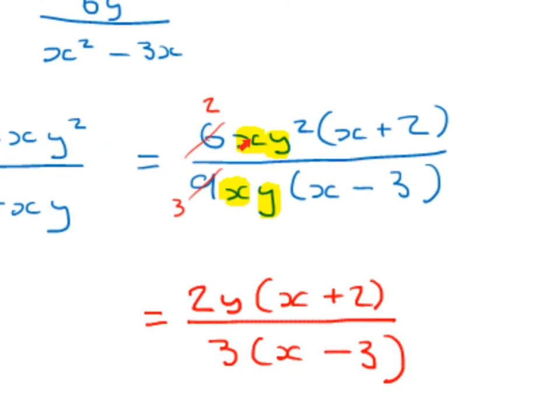Next, the x and the x will cancel. And then we have a y squared and a y. So y squared is really y. So we're going to cancel a single y from the top and the bottom. So I can actually just get rid of that squared part because I'll still have one y on top, and I can get rid of that y there. So I end up with 2y all over 3. And then what's inside the brackets did not change. So I end up with 2y times (x plus 2) divided by 3 times (x minus 3).